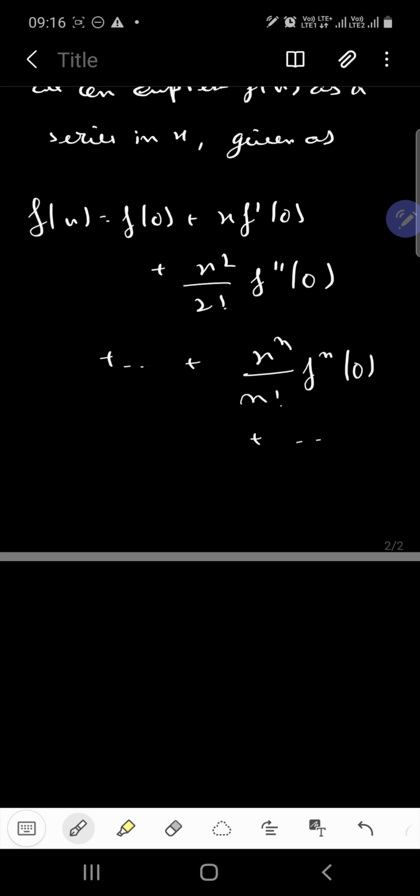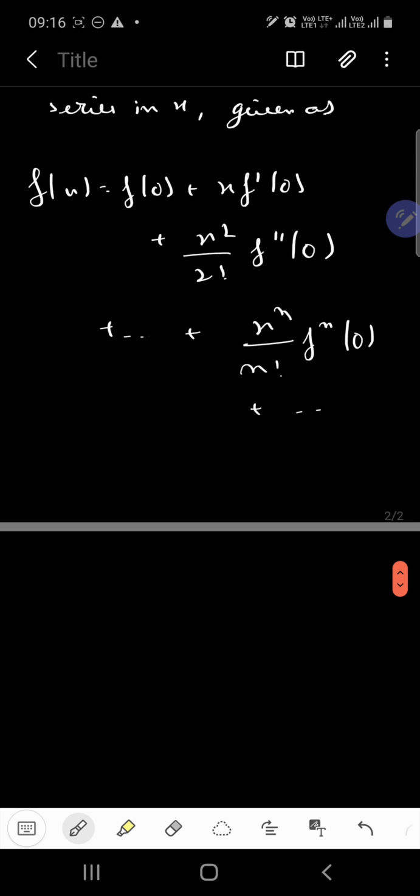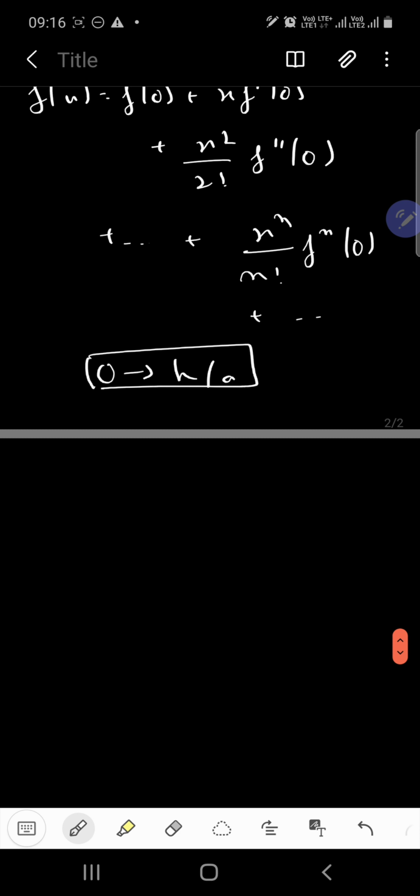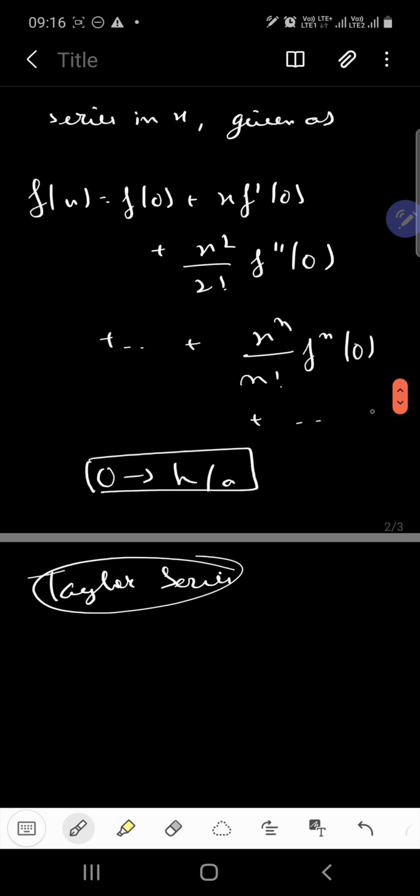Now if you change the parameter, or the independent variable, from 0 to some h or some a or whatever it may be, then you get the Taylor series. This is the Maclaurin series for x equals 0, and from some other arbitrary point we get the Taylor series. The series remains the same; the parameter changes.